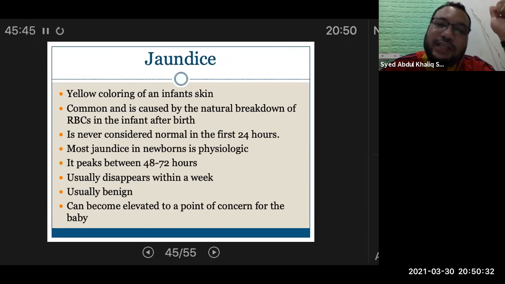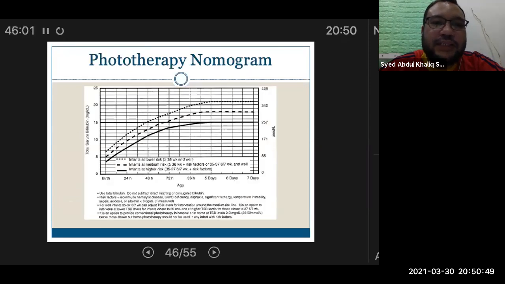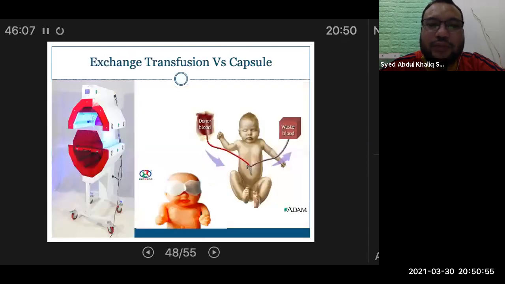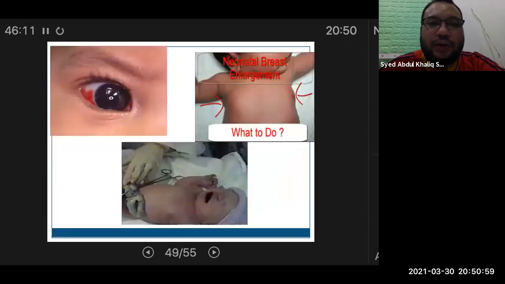Whether there's any jaundice. Jaundice within the first 24 hours is always pathological. And then, okay, all right. And this is the nomogram for serum bilirubin, phototherapy. We've discussed this before in the hematology seminar. Okay, all right, we're not going to go there.